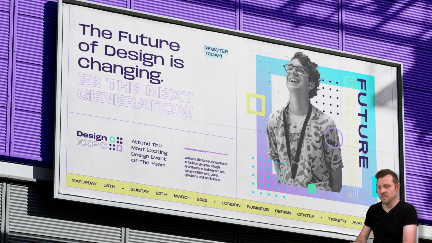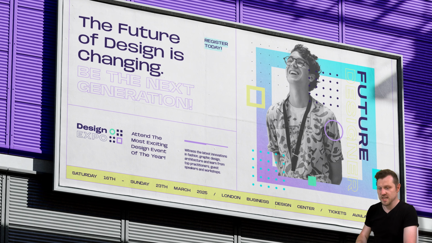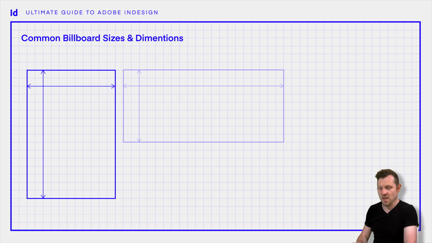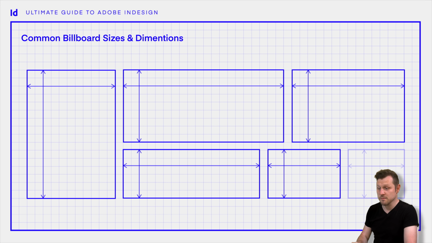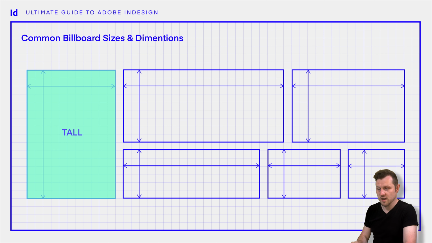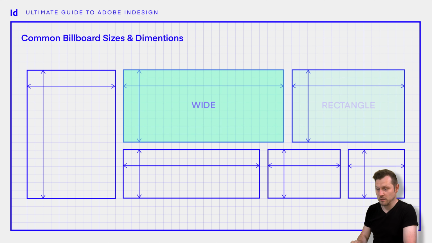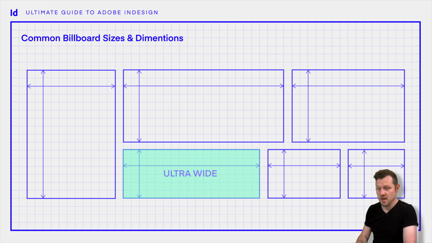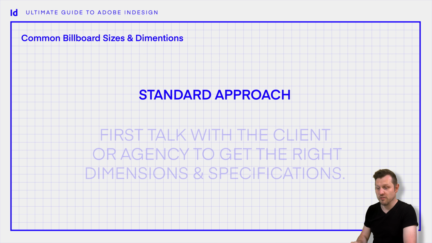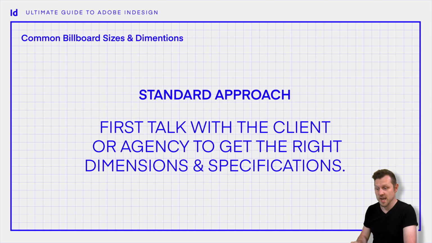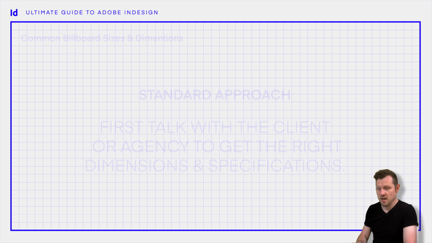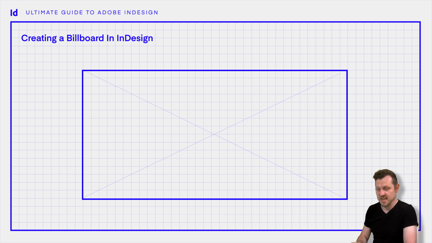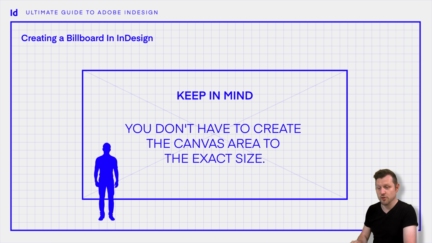So the billboard is one of the largest formats you will create in InDesign. When we think of billboards, there are a variety of different sizes and dimensions you can create. Depending on which advertisement agency you're working with and the position of where it might be placed, you could create a tall billboard, a rectangle billboard, a wide billboard, or an ultra-wide billboard. Typically, when designing a billboard, you will first need to talk with the client or agency to get the right dimensions.